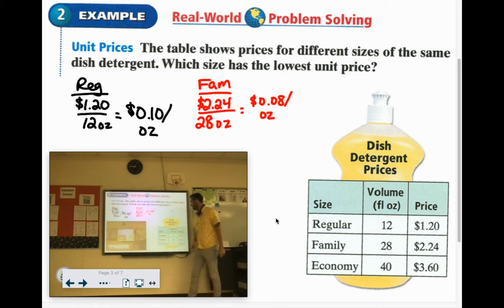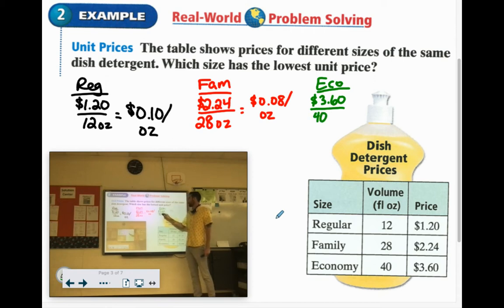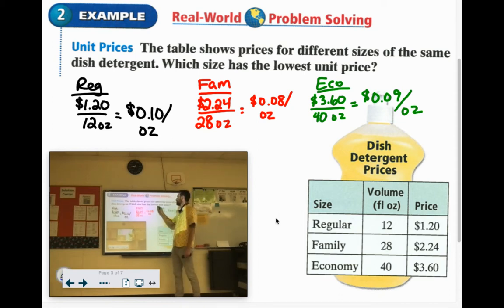And then let's figure out the economy size. Here we go. That one is $3.60, and that is for 40 ounces. So if you do $3.60 divided by the 40 ounces, it comes out to 9 cents per ounce. So the best deal would be the family size.